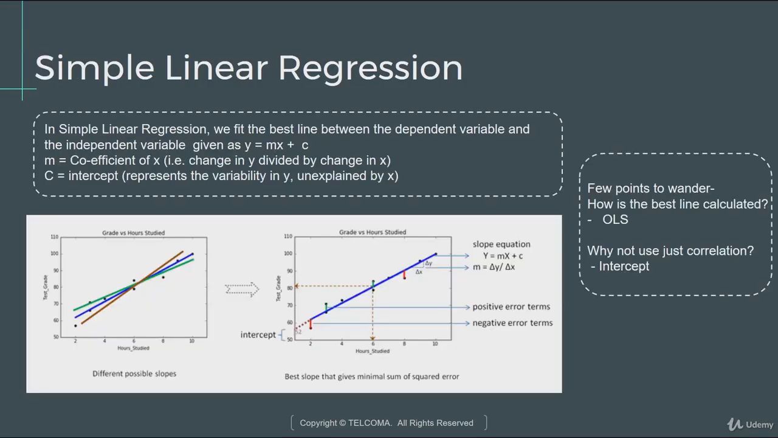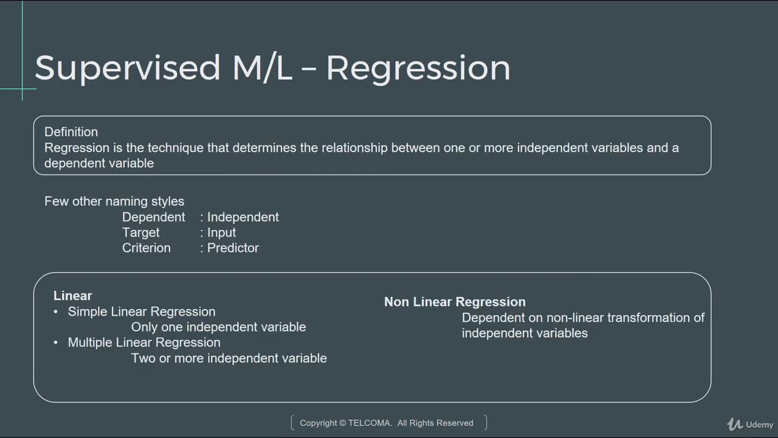Now, just for a recap, we've looked into supervised machine learning algorithms, then we talked about regression. We've understood what regression is. Regression is a technique that determines the relationship between one or more independent variables and a dependent variable. Based on a few academic textbooks, we have different names for the dependent and independent variable, such as target or input, or criterion and predictor variables. Now, in linear regression, we looked into simple linear regression and multiple linear regression. The difference is that simple linear regression has only one independent variable, and multiple linear regression has two or more independent variables.